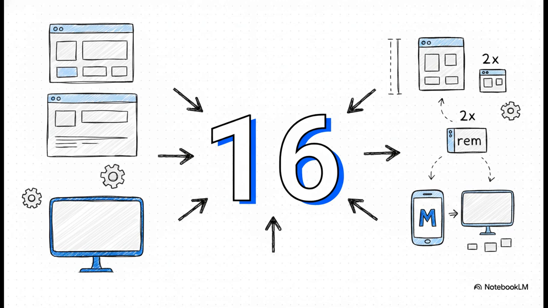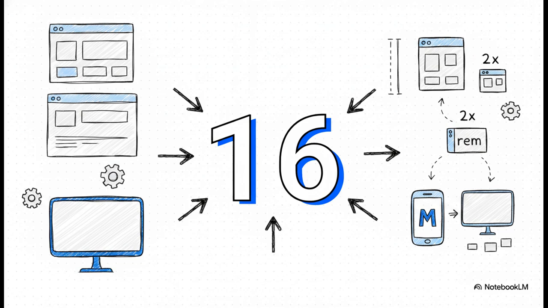And here's a fun magic number for you: 16. Did you know that 16 pixels is the global default font size for almost every single web browser? So when developers use dynamic sizing units like rem or em, they're actually calculating mathematically right from this root number of 16. 2 rem, for example, simply means 2 times 16, resulting in a 32-pixel font.